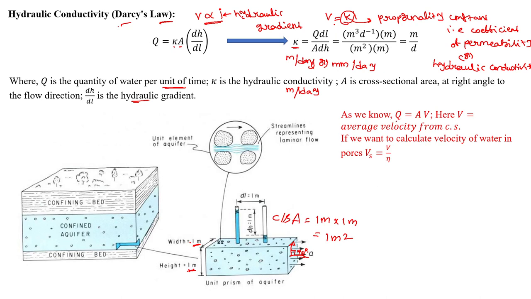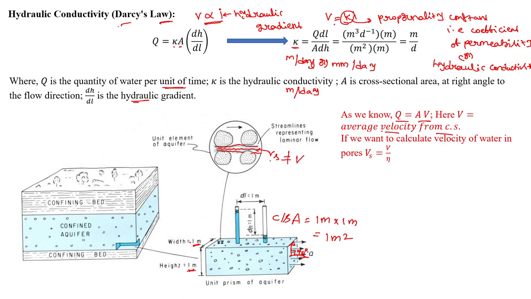As we know, Q equals AV. This relation we know from fluid mechanics. But here V is the average velocity over the whole cross-section, which is like 1 meter by 1 meter. As we look more closely, in a soil sample the water will flow in this form, as streamlines. The velocity inside the pores will be much different from this V, and will not be equal to capital V, which is the average velocity.